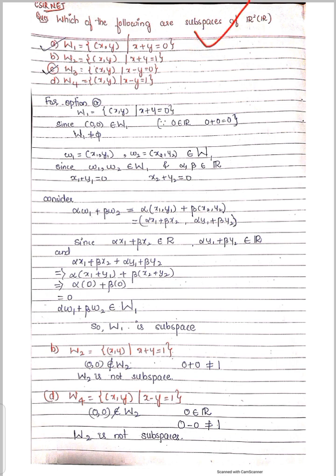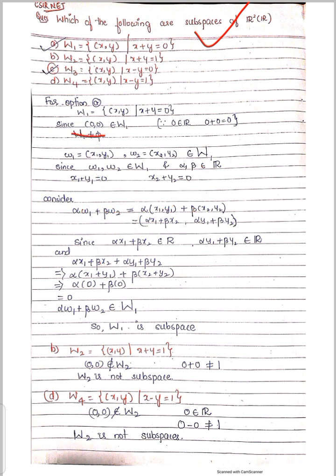For that, if you want to check whether option A is a subspace or not, we have to apply the one-step test, which we have discussed in a previous video. The first thing, if you want to check whether any given set is a subspace of R2 over R or R3 over R, is to check whether the identity element is present or not. What is the identity element in R2 over R? The identity element in R2 over R is the ordered pair 0, 0. We have to check whether it is present in W1 or not.